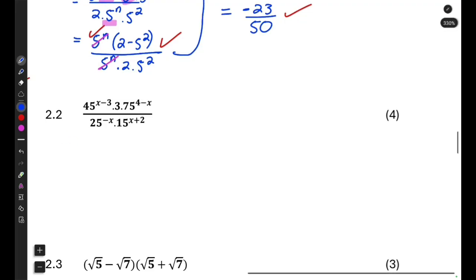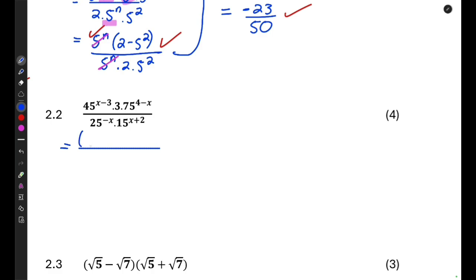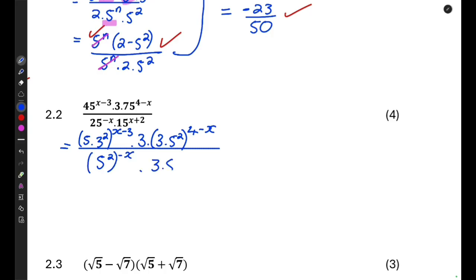Let's start. First step, the prime factors of 45 would tell me that is 9 times 5, so I'm just going to say it's 5 times 3 squared. The x minus 3 is still there. Then there's a 3. Then the prime factors of 75 would tell me it is 3 times 5 squared. Okay, exponent stays the same. And then at the bottom, I would also prime factorise each one. So 5 squared to the power minus x, and then 3 times 5 to the power x plus 2.